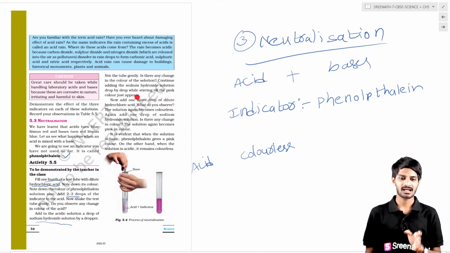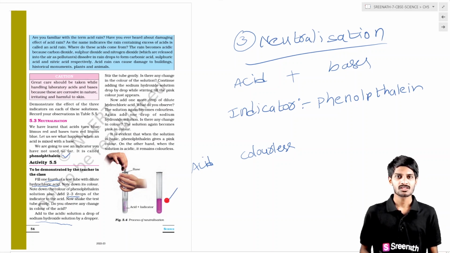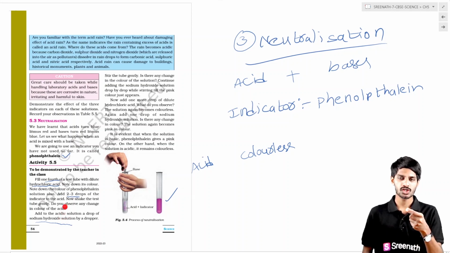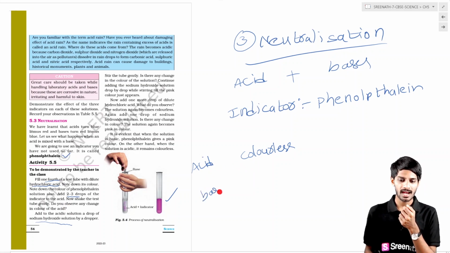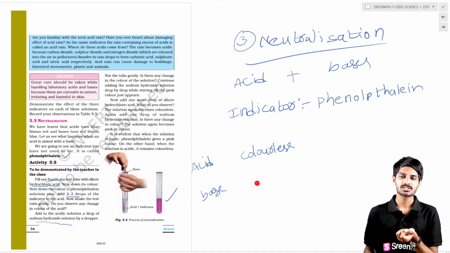Suddenly, the color of the solution will change to pink. What color? Pink. So until you observe the pink color, you have to add sodium hydroxide solution drop by drop and shake it gently. So what happened? When you add the indicator to the acid, it becomes colorless. But when you add the base, it becomes colored, which is pink.